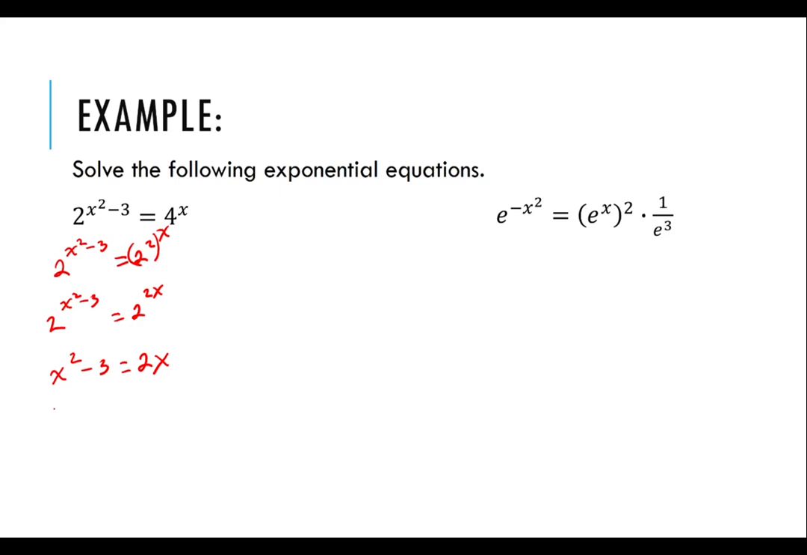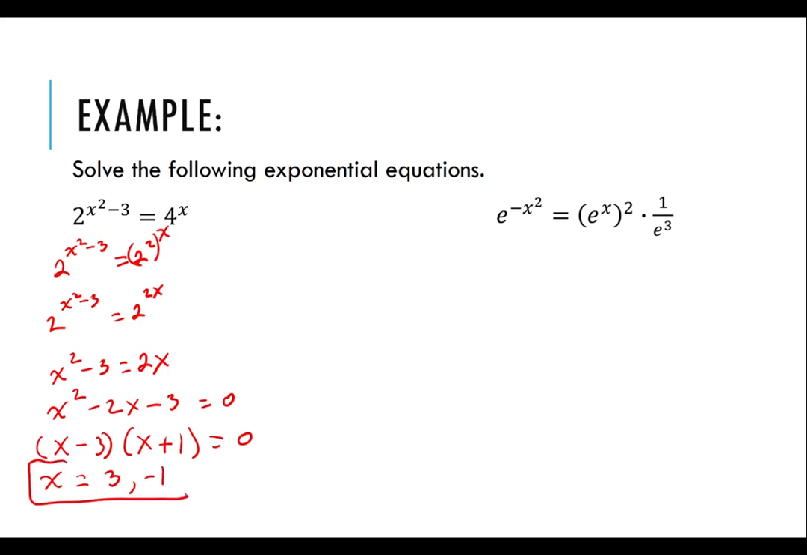I see that I have a quadratic. That is x squared minus 2x minus 3 is equal to 0. Then if I can factor this, I'm good. And this factors as x minus 3 times x plus 1 is equal to 0. Then I get that x is equal to positive 3 and negative 1. Those are our solutions.